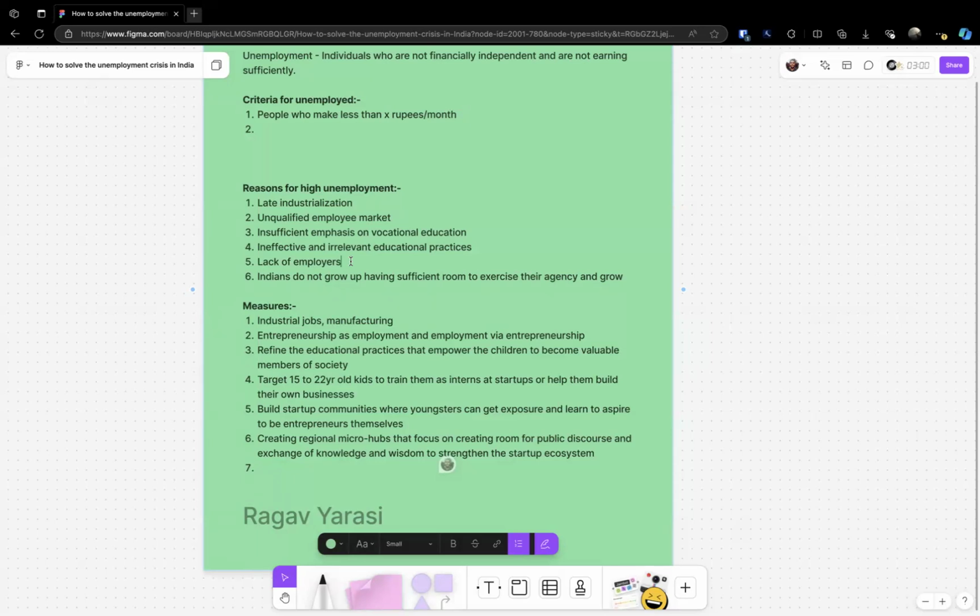For this, we need to address it by increasing the number of employers, and that means increasing the number of entrepreneurs. Indians do not grow up having sufficient room to exercise their agency and grow. This is one of the reasons that came up for why there are not enough employers. People are always nurtured to have the mindset of being a good employee, a highly qualified or highly sought after employee, somebody who gets big compensation.